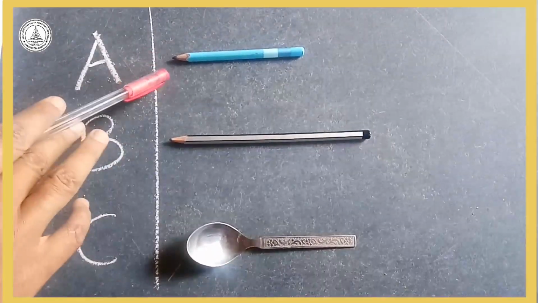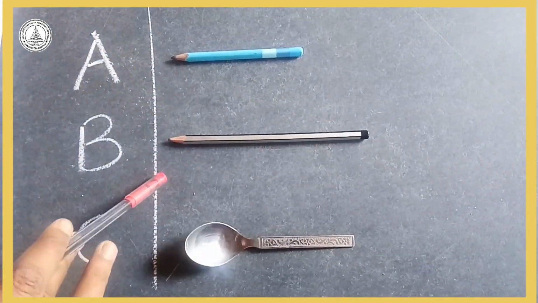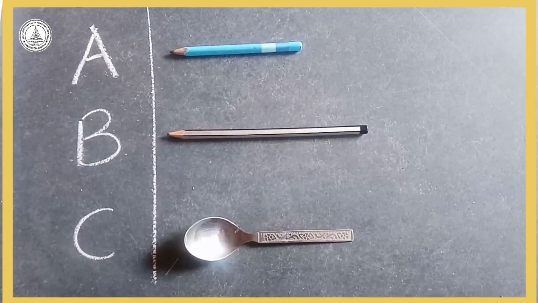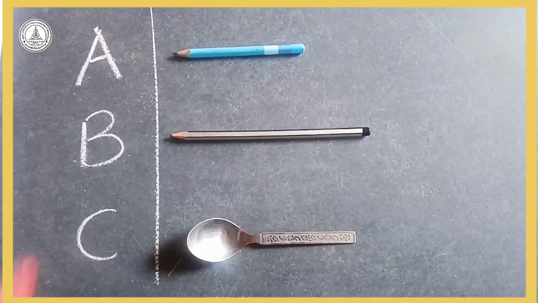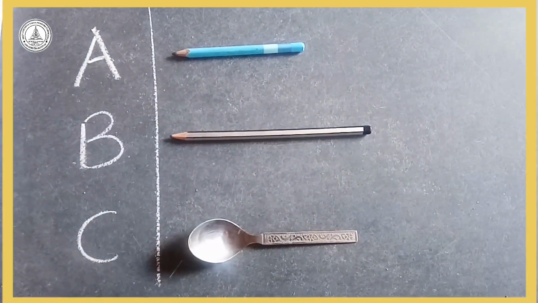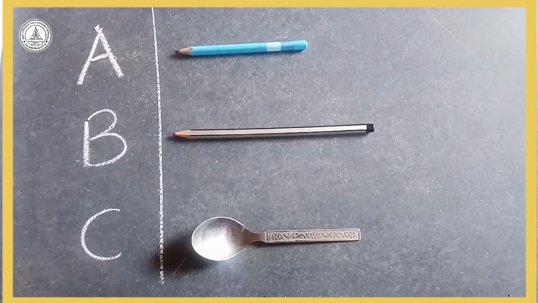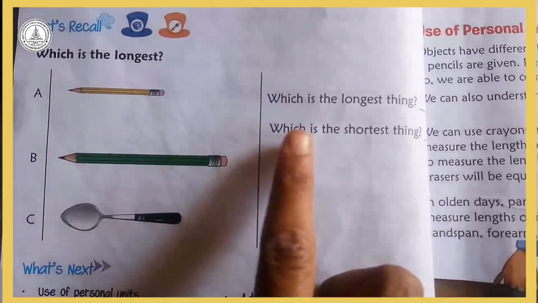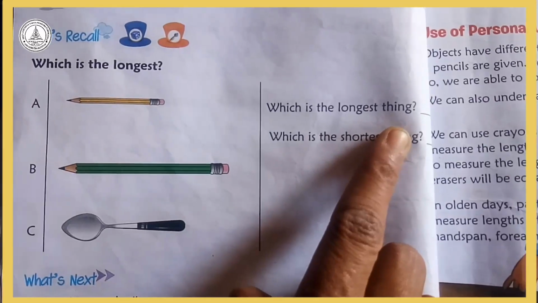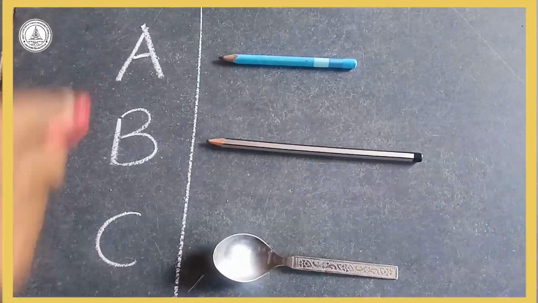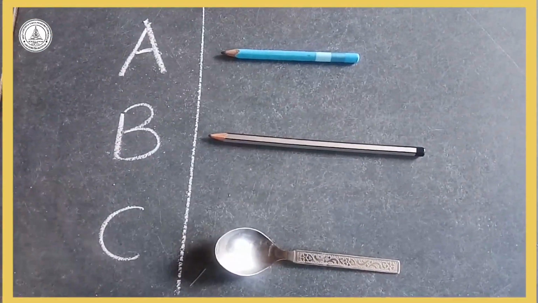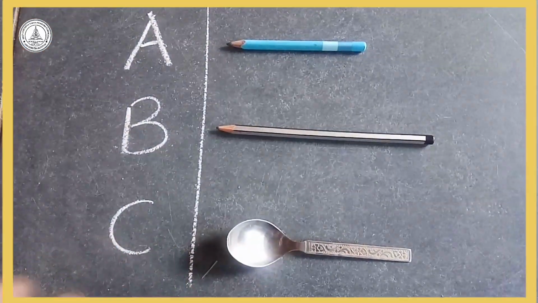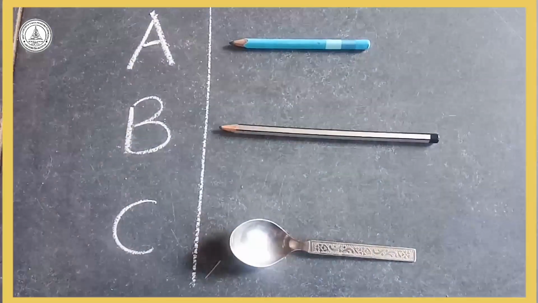In A, we have a pencil. In B also, we have another pencil. And C is a spoon. So it is a very simple activity. In these three, you have to say which is the longest and which is the shortest thing, right? The first question is like this. Which is the longest thing, right? So observe these three things. In that you have to say which is the longest thing. In these three, which one has more length, that is the longest thing, right?